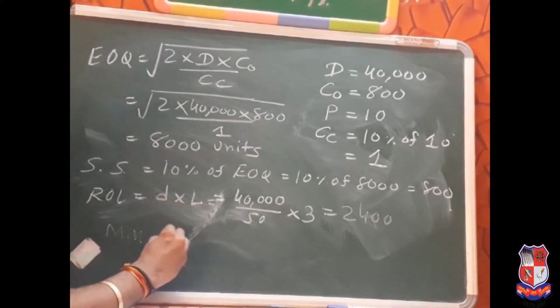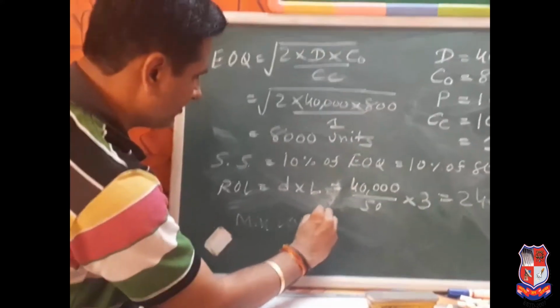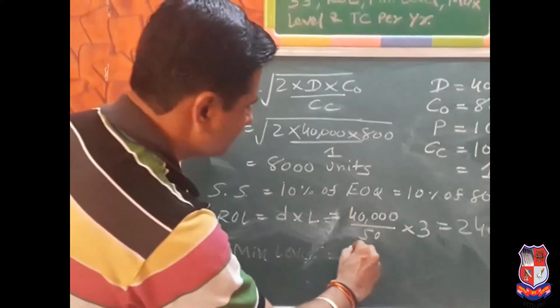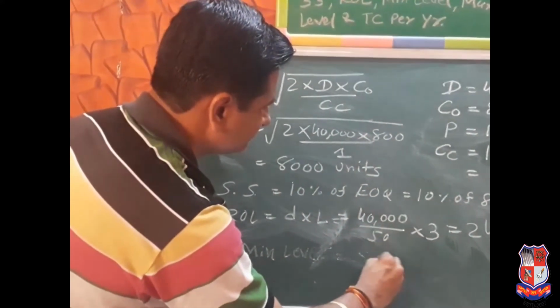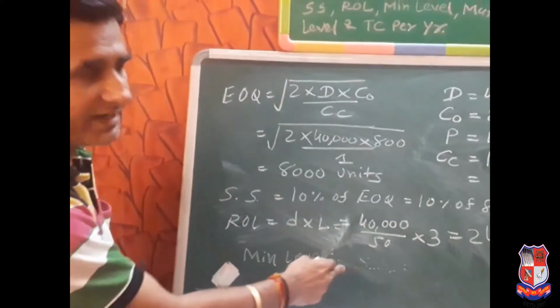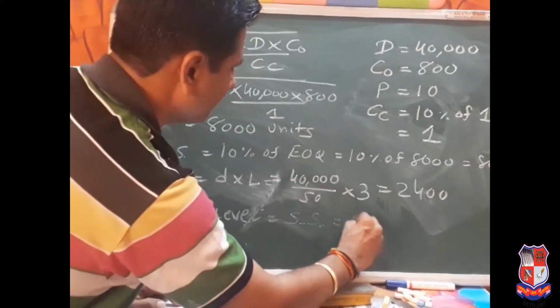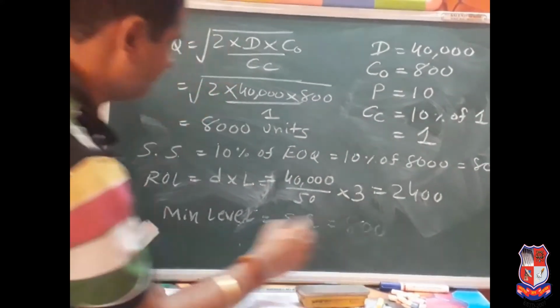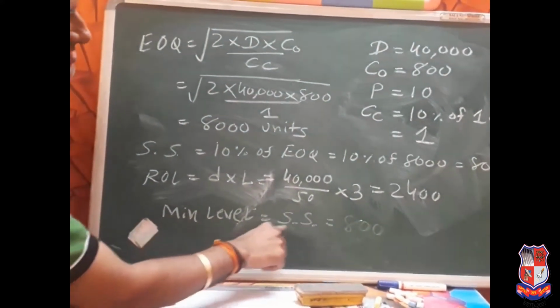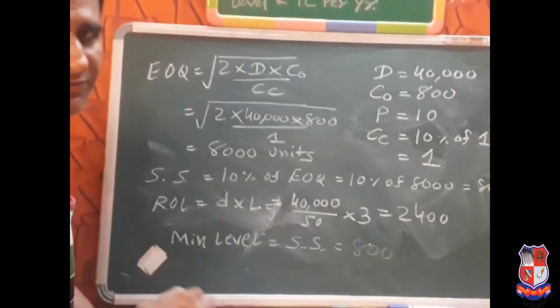Then we have to find out the minimum level. Minimum level is nothing but the safety stocks. We have already found the safety stock, which is 800 units. So your minimum level, which is the safety stock, is equal to 800 units.